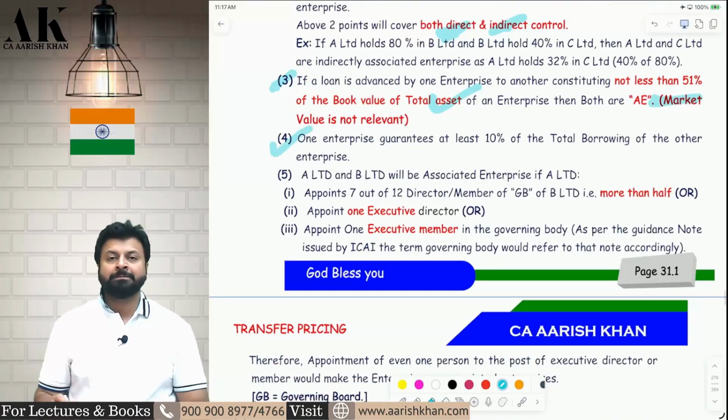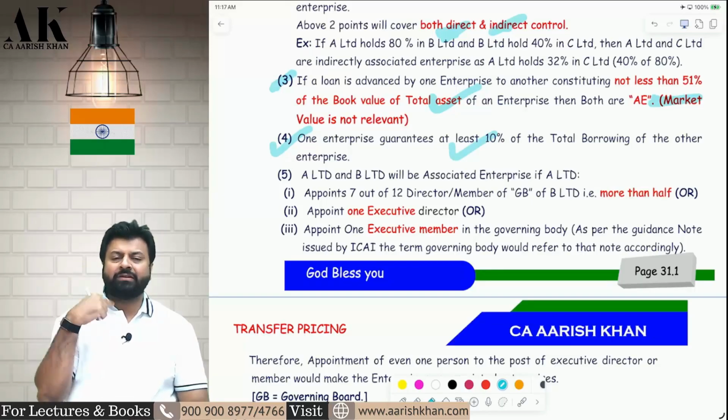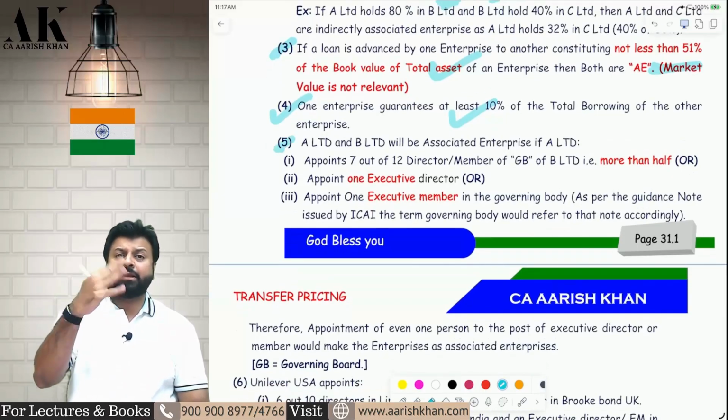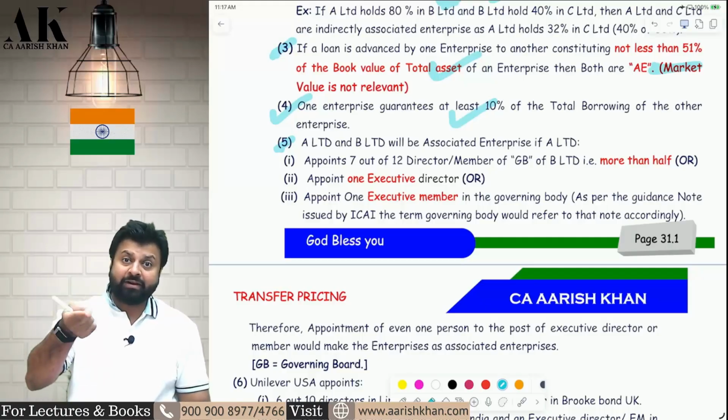Condition number 4. If I guarantee at least 10% of the total borrowings of your enterprise, then we both are associate enterprise. Whatever is the total borrowing, if I guarantee at least 10% of that, we both are associate enterprise. Condition number 5 itself has 3 points.